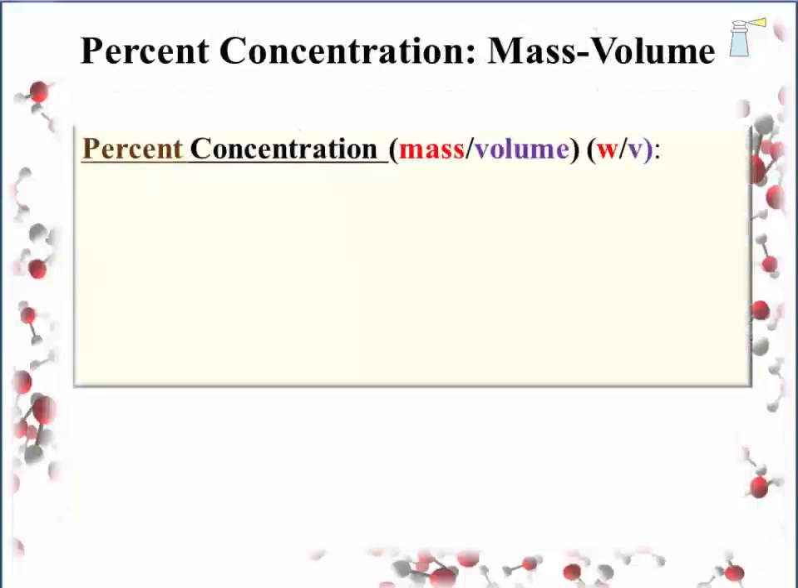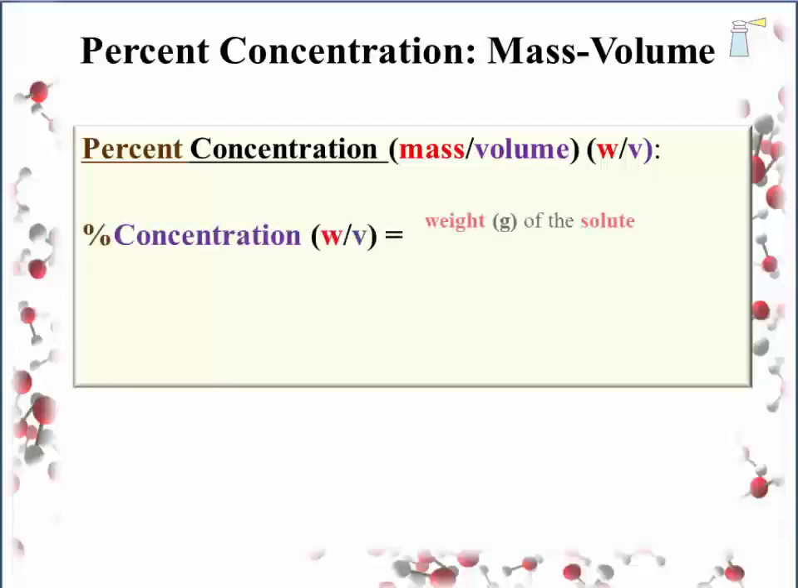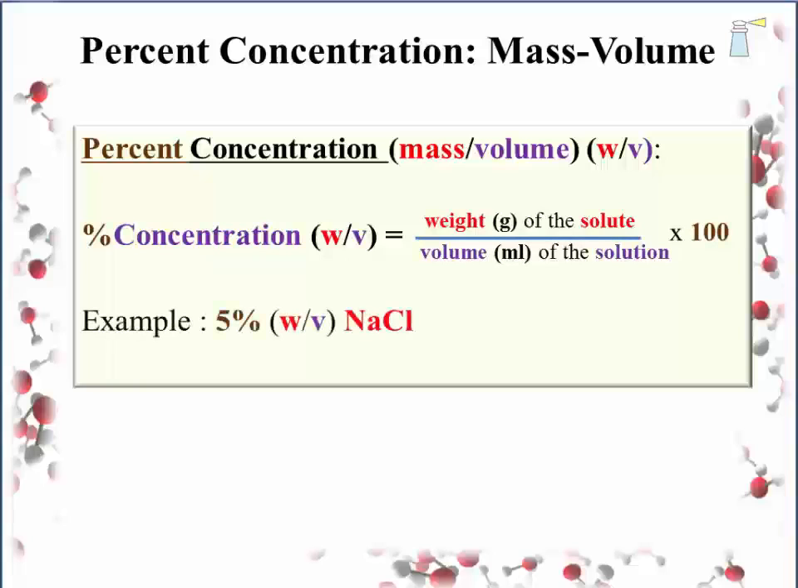Starting with the first percent concentration scale, mass or weight to volume. Often weight to volume is designated by W over V. This calculation of percent concentration will have the mass or weight of the solute divided by the volume of the solution and multiplied by 100 to get percent. An example of such a solution is the 5% weight to volume NaCl. The solvent of water is implied here.